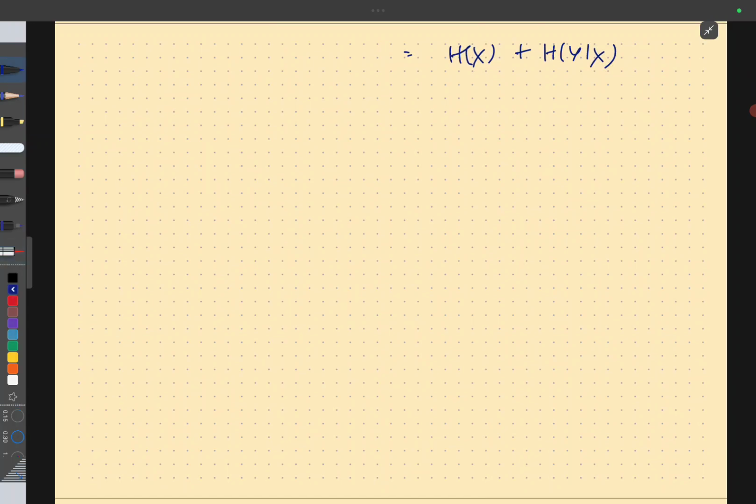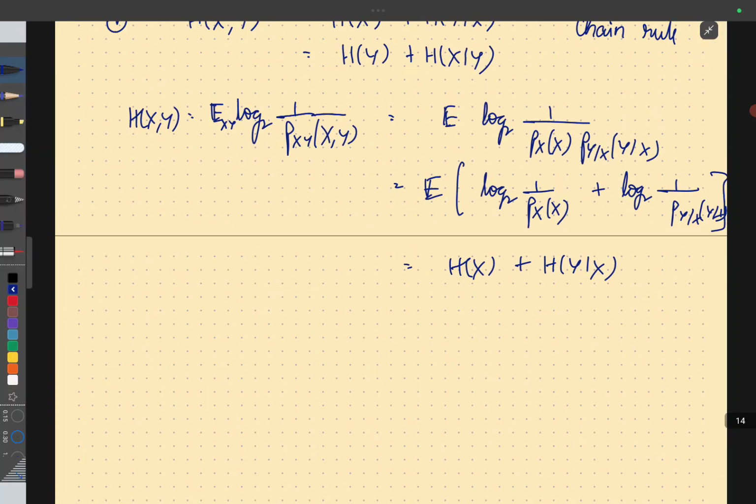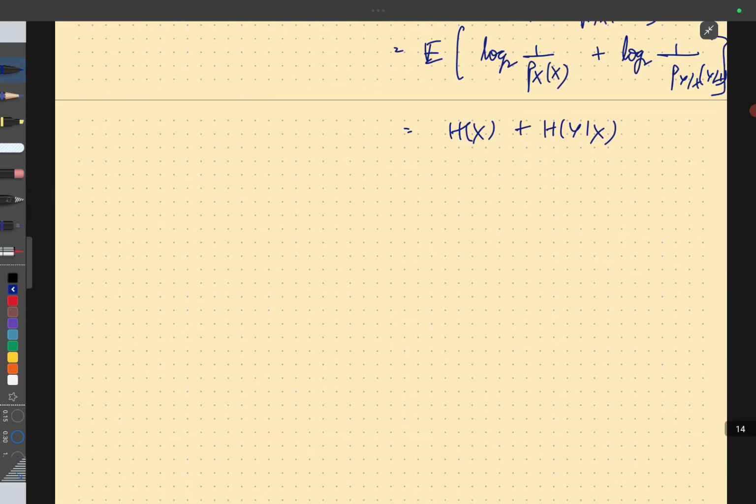All right, just using the properties that we've seen previously, suppose that X1, X2, up to Xn are independent random variables, then what is H of X1 through Xn equal to?